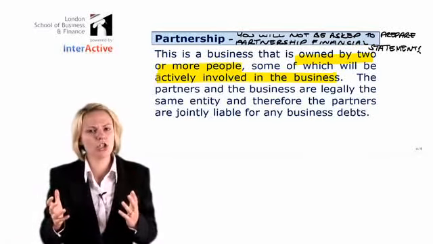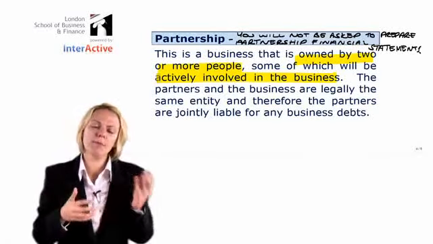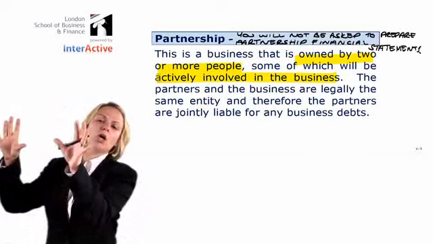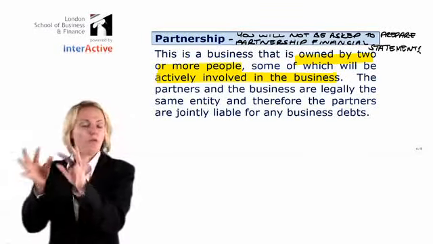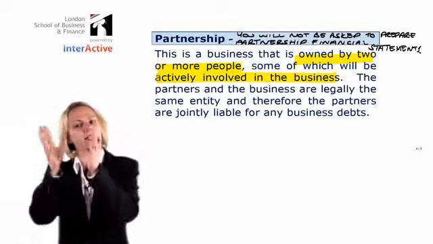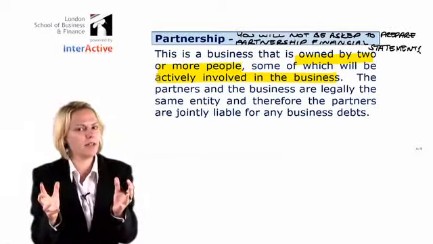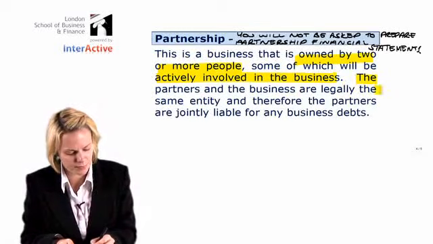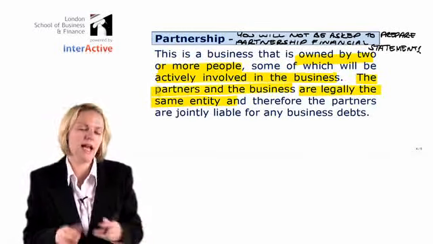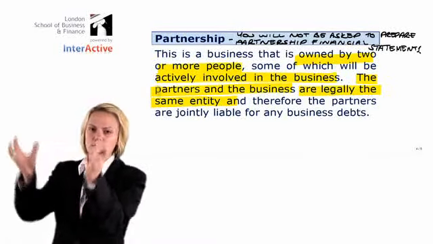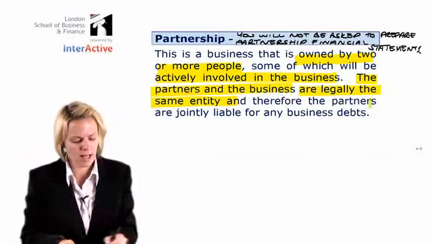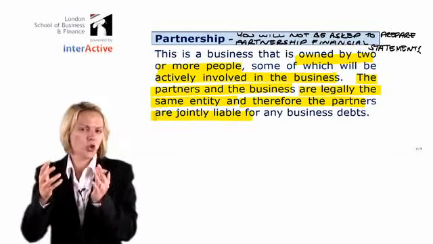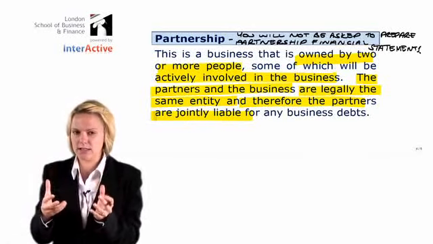Now, in partnerships, usually the partners and the business are the same thing. So you could have Allen & Co. partnership. Well, that would be all 5 partners. Okay? The business name and the partners are the same thing in the eyes of the law. And as such, the partners are legally the same entity as the business. Allen & Co., the partners, they're one of the same. And therefore, the partners of the business, all 5, would be jointly liable for any business debts.